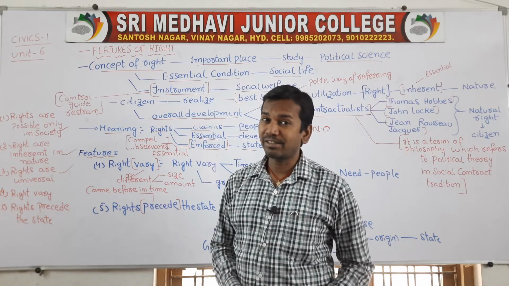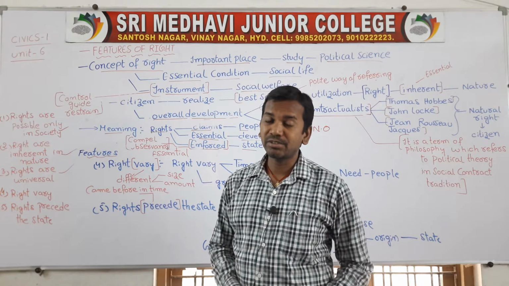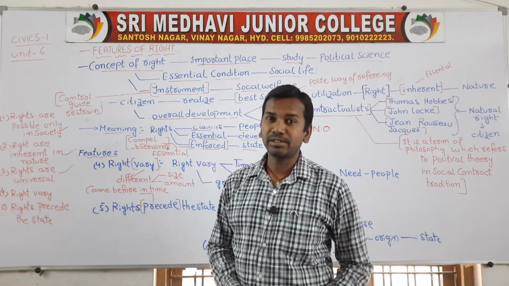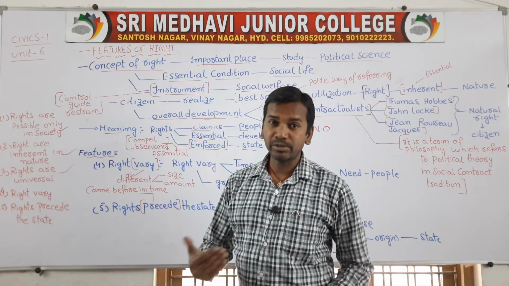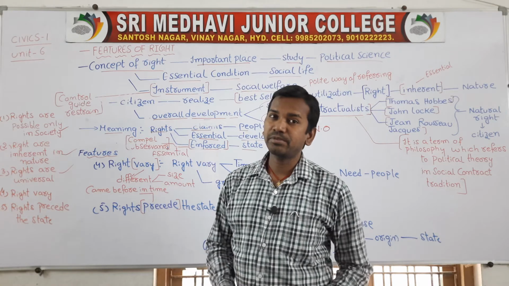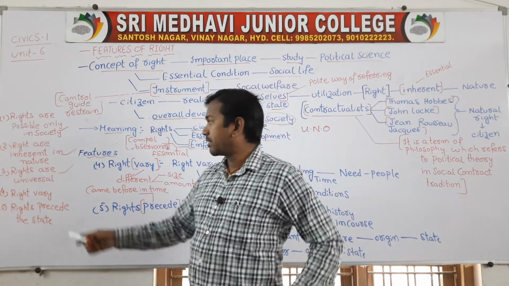which are called natural rights. And these rights should be given to the citizens. Whatever rights are given to the citizens which nobody can exploit, those rights are called natural rights. Right to live, right to freedom, right to lead a dignified life. All these rights come under natural rights. And rights are universal.